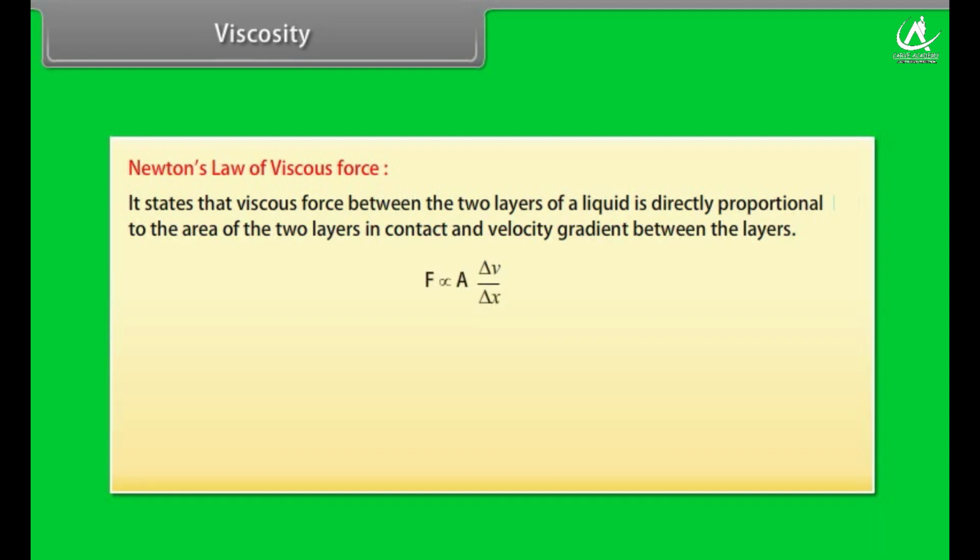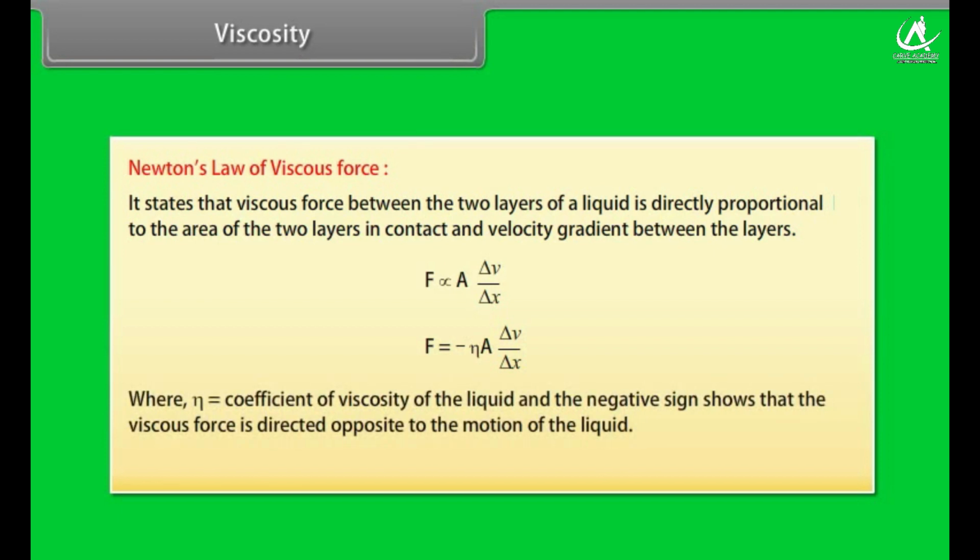F is directly proportional to A × Δv/Δx. This equation can be written as F = −ηA Δv/Δx, where η is the coefficient of viscosity of the liquid, and the negative sign shows that the viscous force is directed opposite to the motion of the liquid. Its dimensional formula is ML^−1 T^−1.